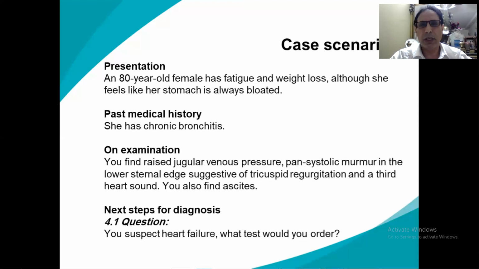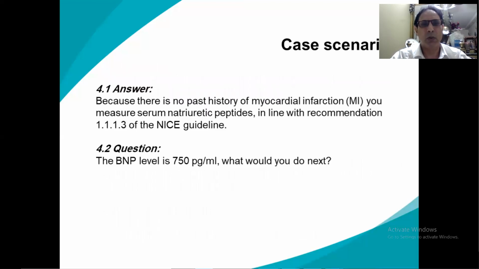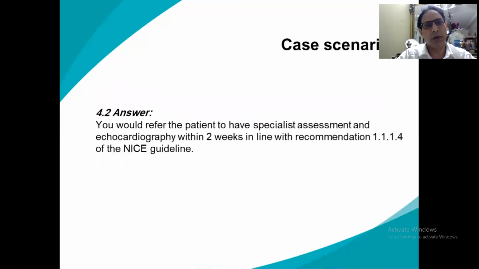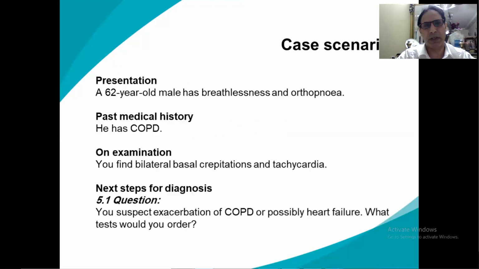So what test to order in this case? We suggest doing all investigations, but at the top of the list we need serum natriuretic peptide. And the result was 750. The next step, sure, echocardiography is important in such a case to differentiate whether it is systolic or diastolic, and whether it is predominantly right-side or left-side failure or congestive heart failure.